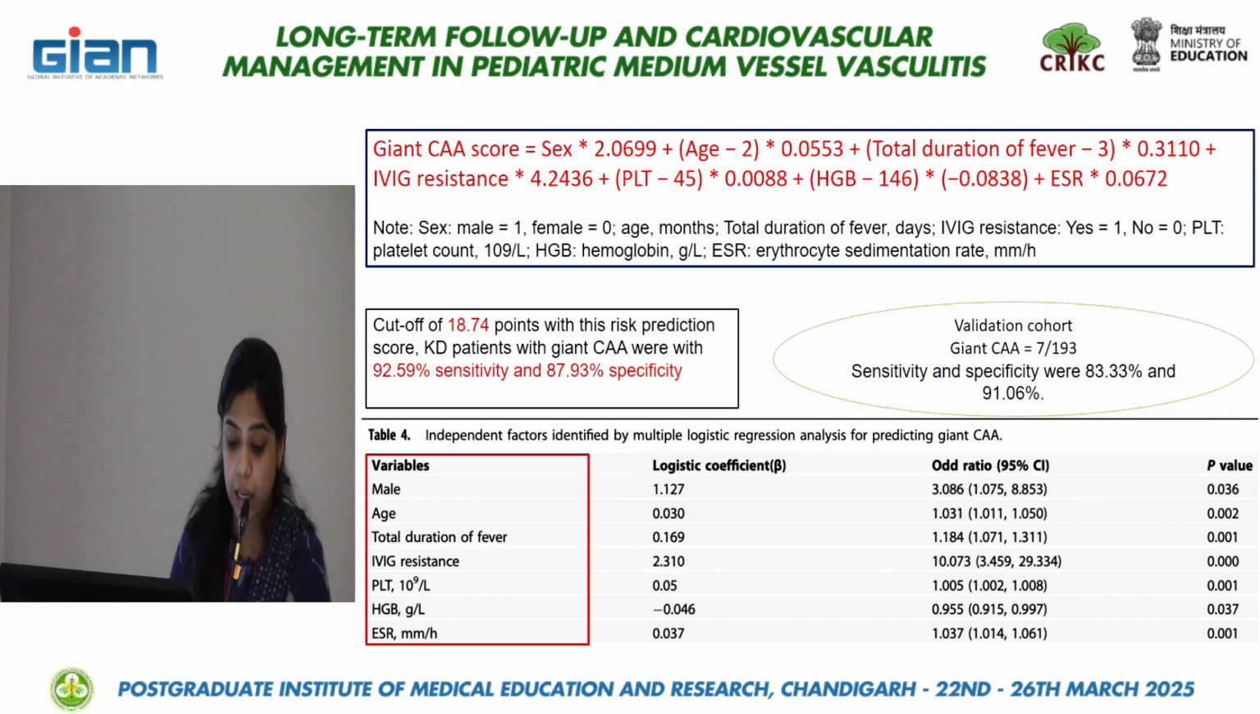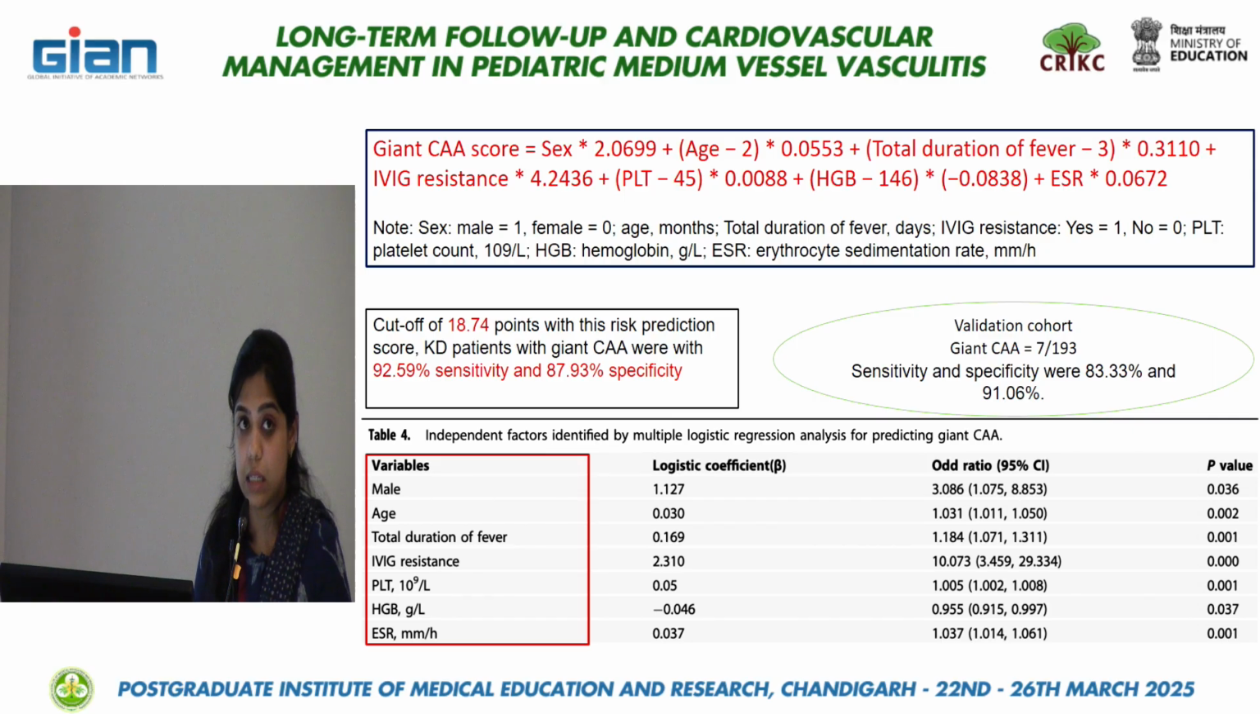But there are a few factors that are extra compared to the medium group. The one is the hemoglobin they have added. That is, low hemoglobin or anemia is a risk factor, and ESR being higher is also a risk factor. So based on the scoring system, they have told we can predict the giant CAA with a sensitivity of almost around 80 to 90, more than 85%.